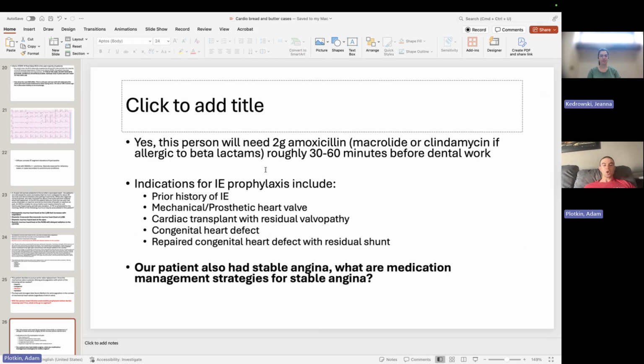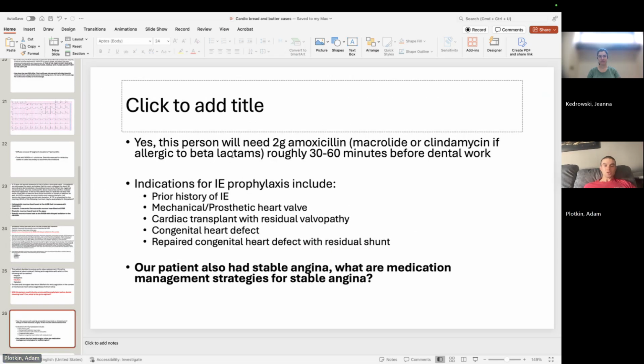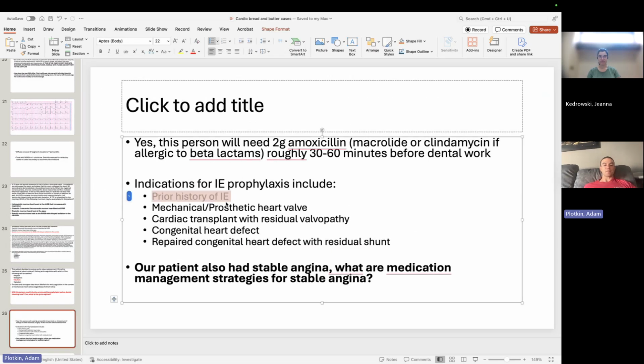All right. Oh, I forgot to ask. If you want to give the patient prophylaxis, what do we give? Amoxicillin. Yep, amoxicillin. Remember, if they're allergic to amoxicillin, we can use things like a macrolide or clindamycin. This is the way they'll ask it: does the patient need prophylaxis? Yes or no? And what do they need? They need amoxicillin. So indications: prior history of infective endocarditis, mechanical or prosthetic heart valve, cardiac transplant with residual valvopathy, a congenital heart defect, and a repaired congenital heart defect with a residual shunt. Those are my indications for infective endocarditis prophylaxis.